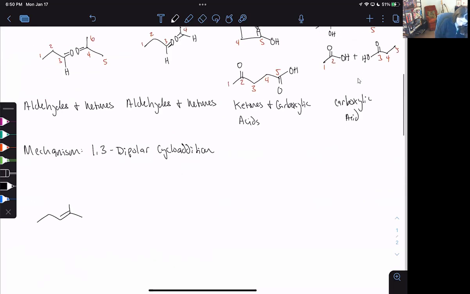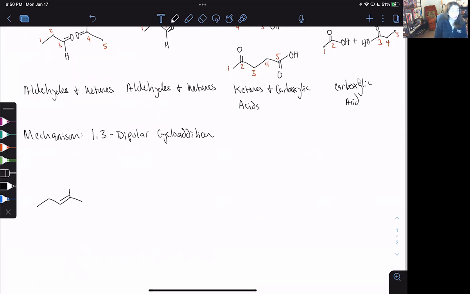Is that it? Yes, okay. So we're gonna do the reaction on this. So we're gonna use our ozone. This is gonna be our first step. And the thing to keep in mind here, a 1,3 dipolar, this is a 1,3 dipole, okay?